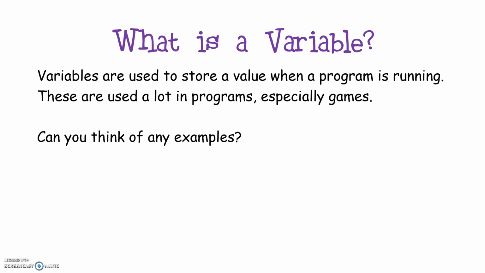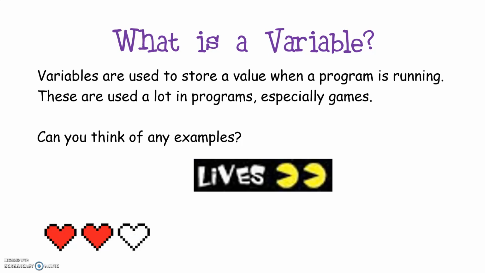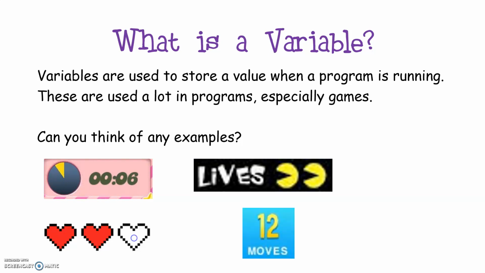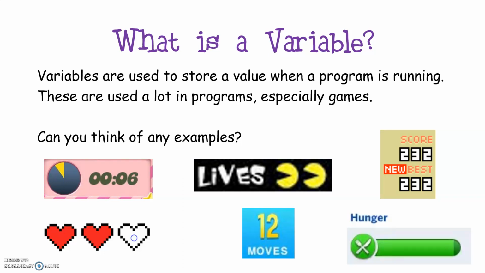Okay, here are some examples that I came up with. Sometimes you can get lives that are stored or health that's stored. You can get a timer. There's an example from Candy Crush. We've got moves, potentially, if you're using an app on your phone where you've got so many moves left. There's a score from Flappy Bird, so the best score and the score that you've created. And then you can also get different bars for various other things. This one's an example of hunger, for example, from the game Sims.